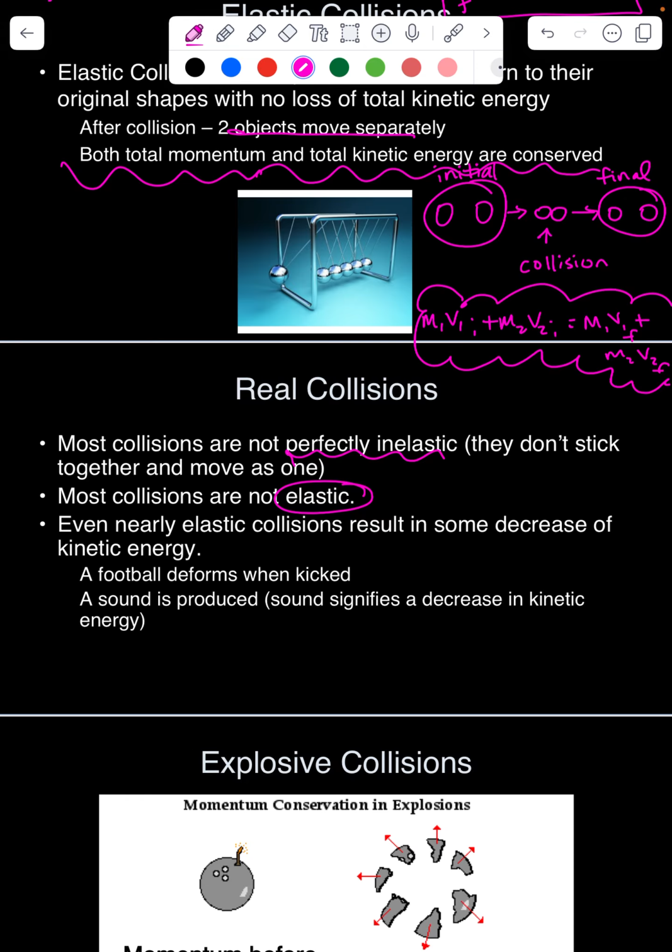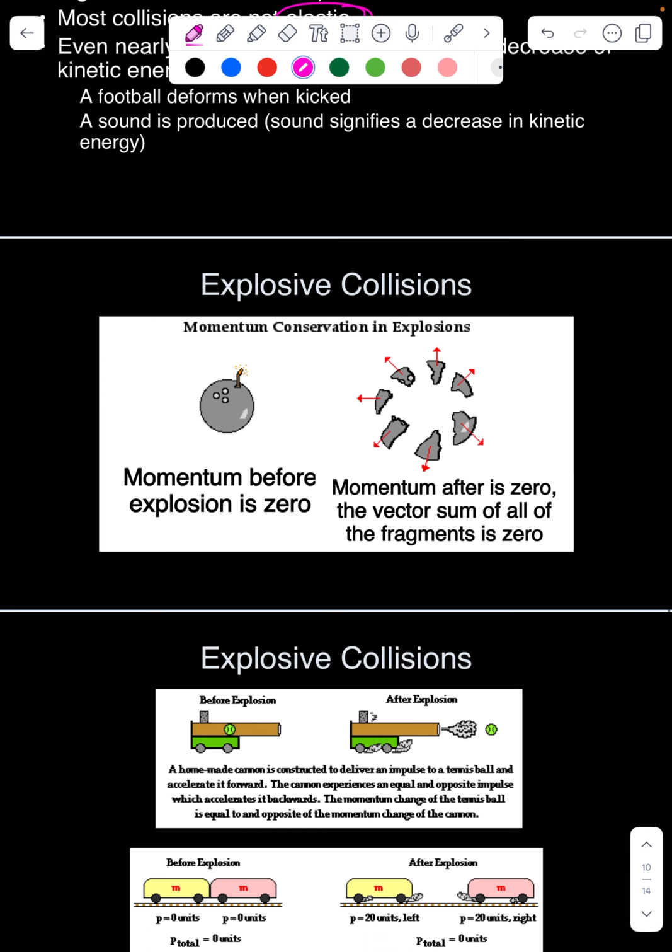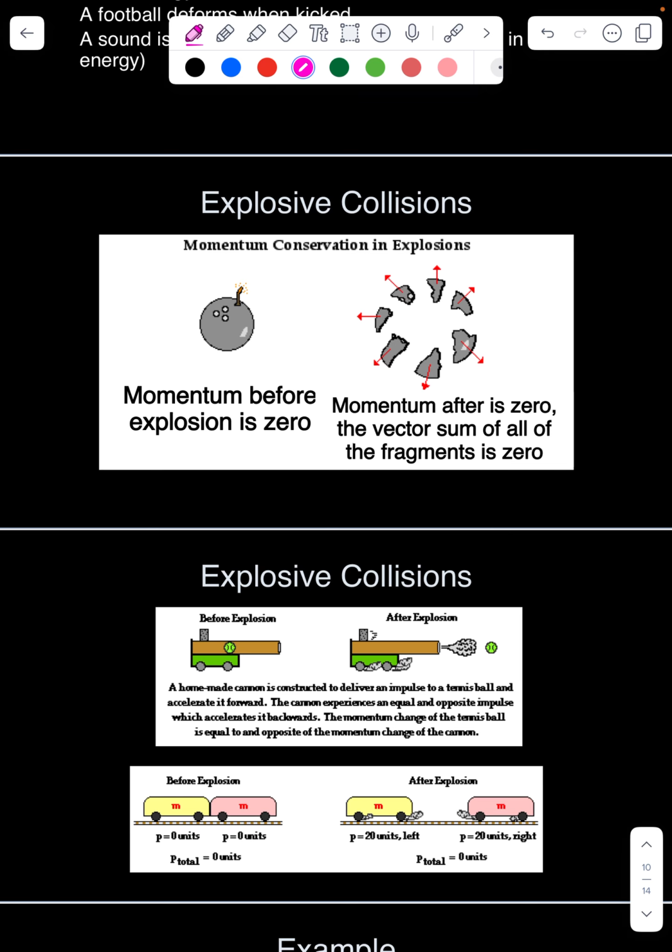Now our explosive collisions are our last type of collisions. And this is actually what we did the majority of our examples on in our last set of notes. With explosive collisions, your initial momentum is always going to be zero. Think about an explosion: before this bomb explodes, it's not going to be moving. So the initial momentum is going to be zero all the time.